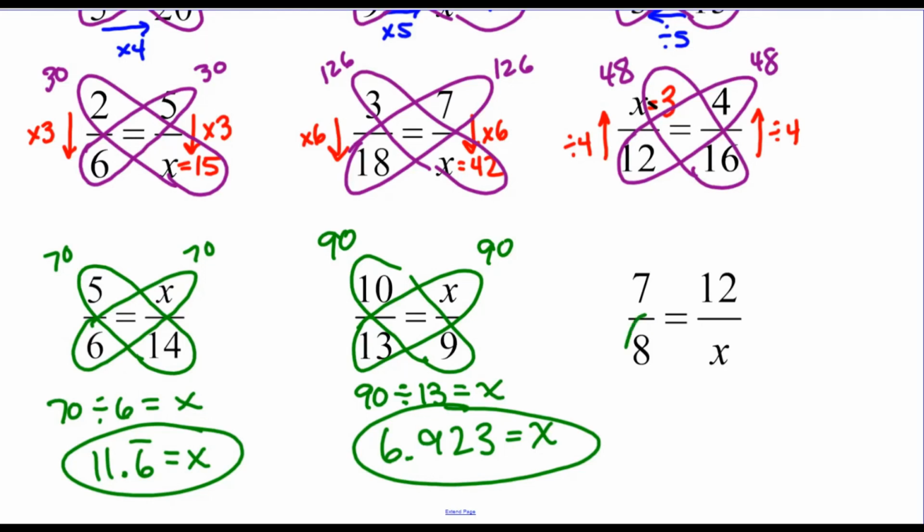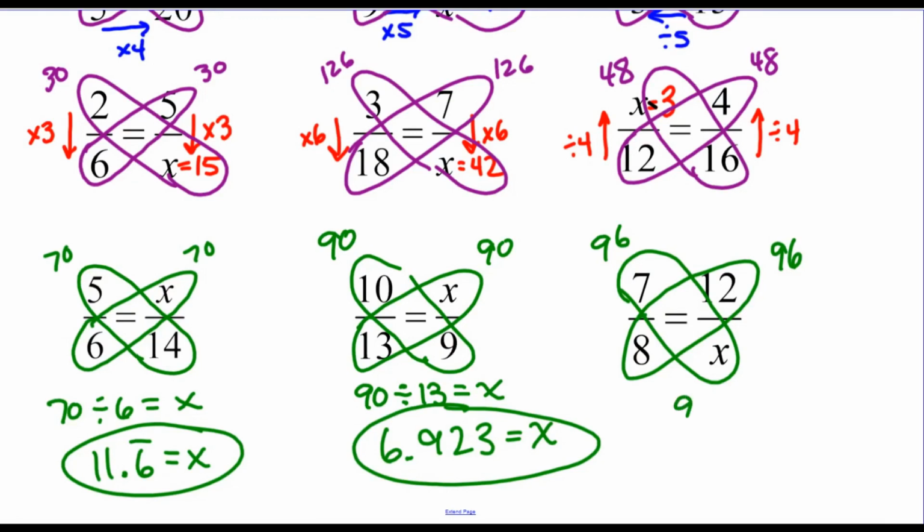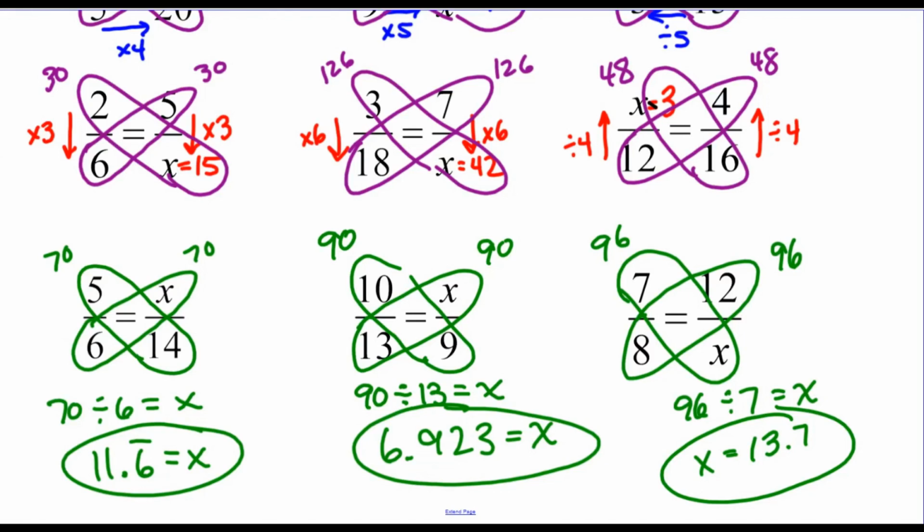And then finally, I know this cross product, 8 times 12, is 96. So I know that 7 times x also has to be 96. Well, 7 times what gives me 96? 96 divided by 7 will tell me what x is. And 96 divided by 7 is 13.714, so on and so forth. So about 13.7 if I round that to the nearest tenth.